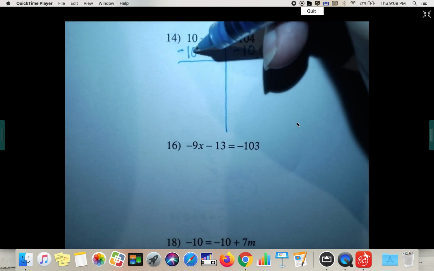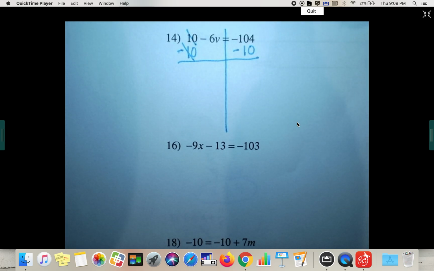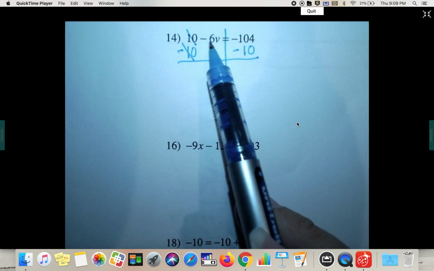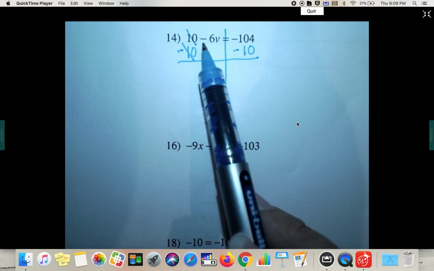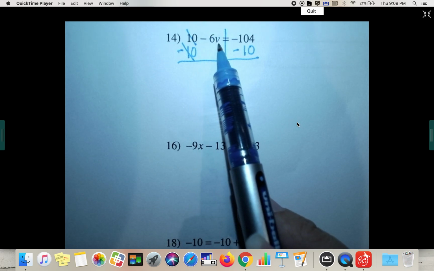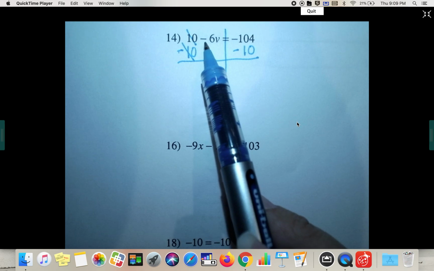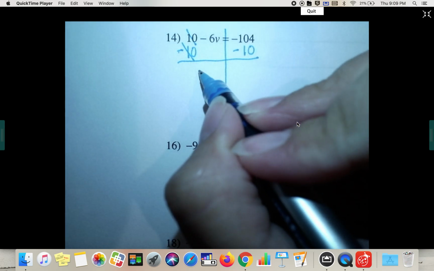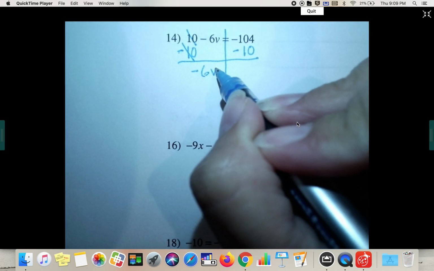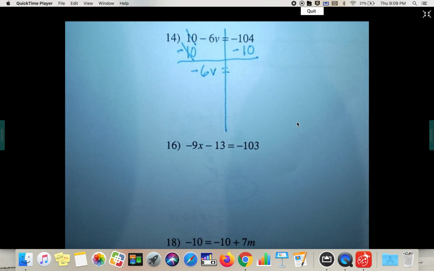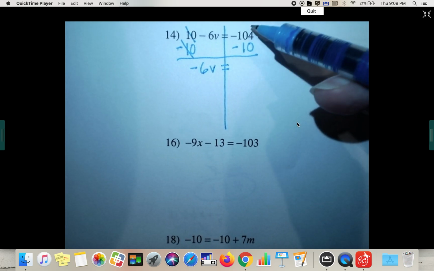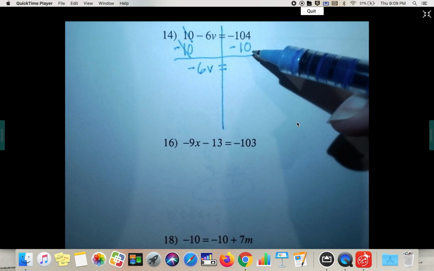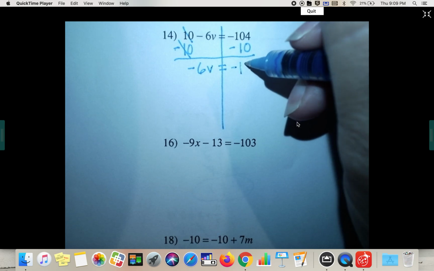All right, 10 minus 10 is 0, so those cancel. Bring down the whole term. That is now a negative 6v. I know you probably look at it as minus, but a minus and a negative are technically the same thing. It just depends on how you read it. So that is negative 6v. Bring down the whole term. Negative 104 minus 10 more is negative 114.